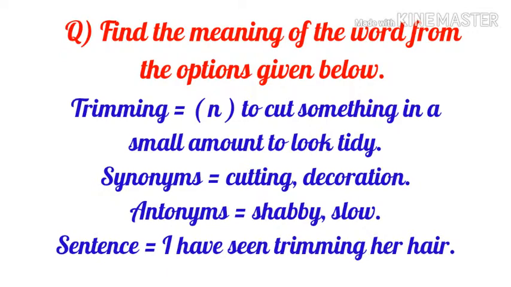Okay, so its synonyms are cuttings and decoration. Its antonyms are shabby and sloppy. So I have given a common example. She was trimming her hair. That means she had trimmed her hair. She had shortened her hair so that she looks more beautiful. Okay. So this is the meaning of the word trim.